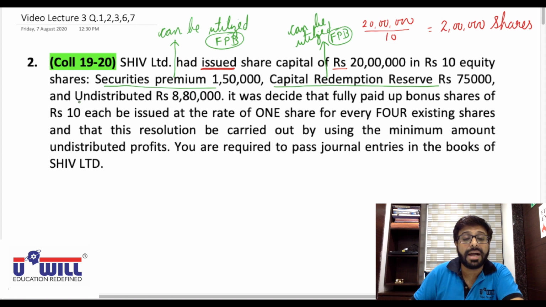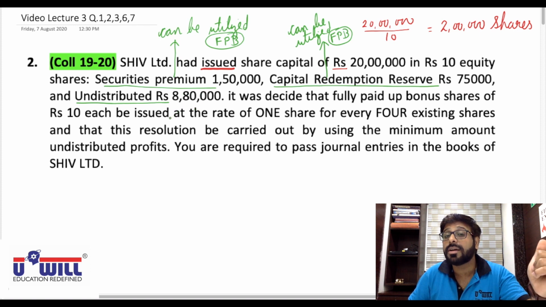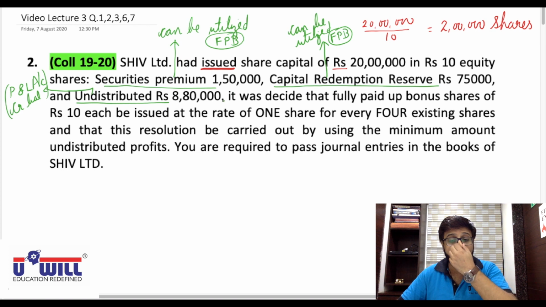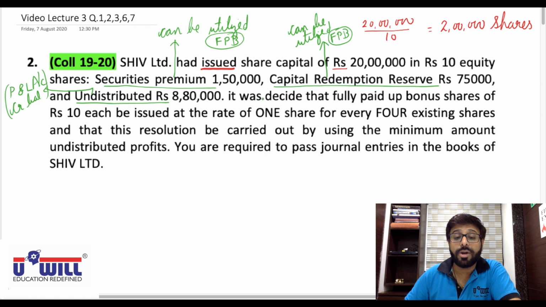And what do you mean by undistributed profits? Do you all remember this? Undistributed profits, I told you in the last lecture. Come on, what does it mean? Yes, profit and loss account's credit balance. Undistributed profit means profit and loss account's credit balance, which is rupees 8,80,000. Now it was decided that fully paid up bonus shares of rupees 10 each are to be issued.